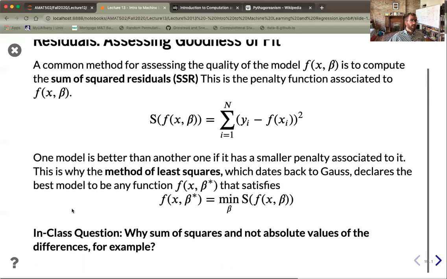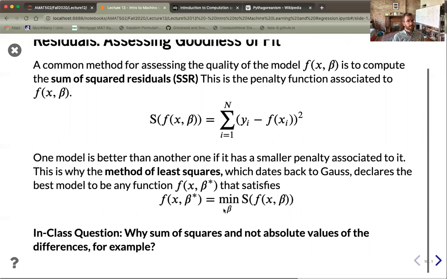And so this idea of learning as being one which minimizes penalty is achieved using a method called least squares. This actually dates back to Gauss in the 1800s. Gauss said, let's declare the best model, f of x, beta star, so it has a stellar performance, is one that satisfies that f of x, beta minimizes the sum of squared residuals across all possible values of beta.